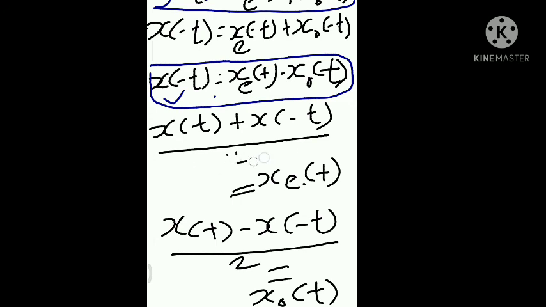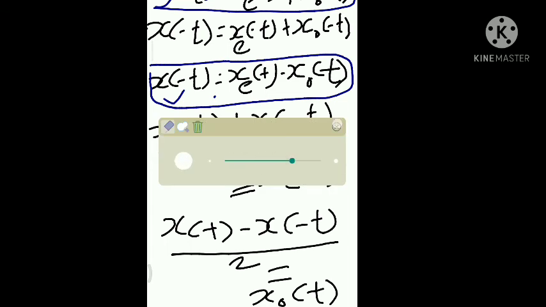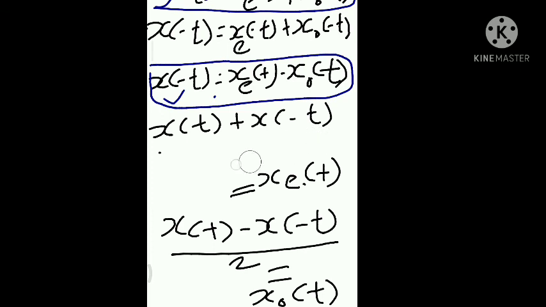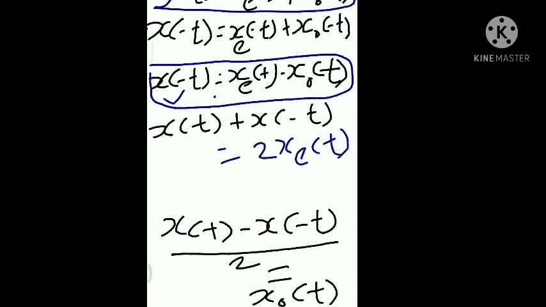So x(t) plus x(-t) is equal to 2 x_e(t), because x_o(t) and minus x_o(t) will be cancelled. So the even part x_e(t) is equal to x(t) plus x(-t) divided by 2.